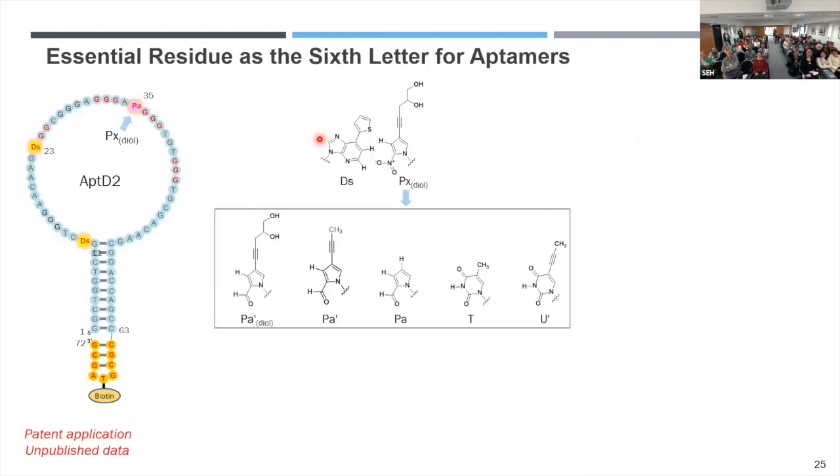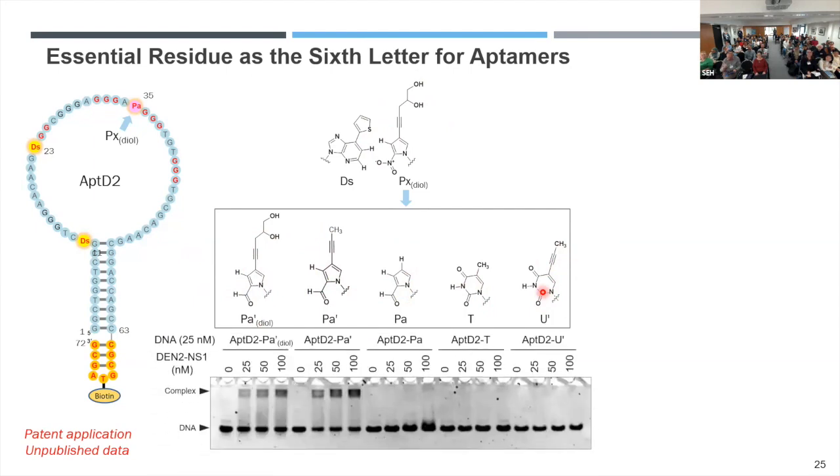At first, we determined this is a PX. PA is also okay, but we still don't know which part is important as the sixth letter. Then we chemically synthesized this PA prime diol. And this is just a propionyl group with a pyrrol. And this is just the pyrrol aldehyde part and a T. And also just a propionyl with a U. Then we performed the gel shift assay. The result is this. At first, I expected this diol is very important to the interaction, but the result is different. Only propionyl is much better.